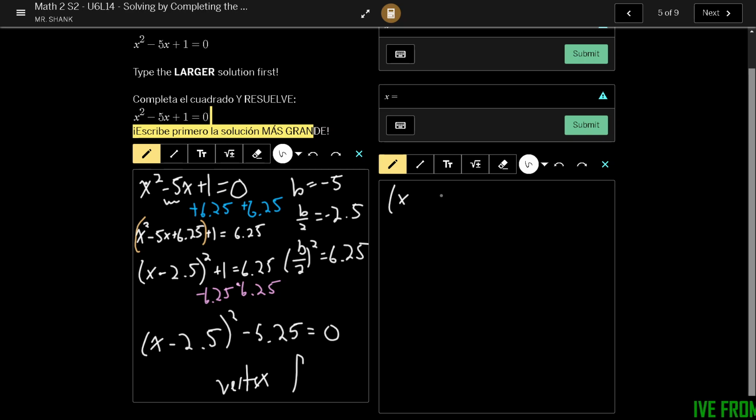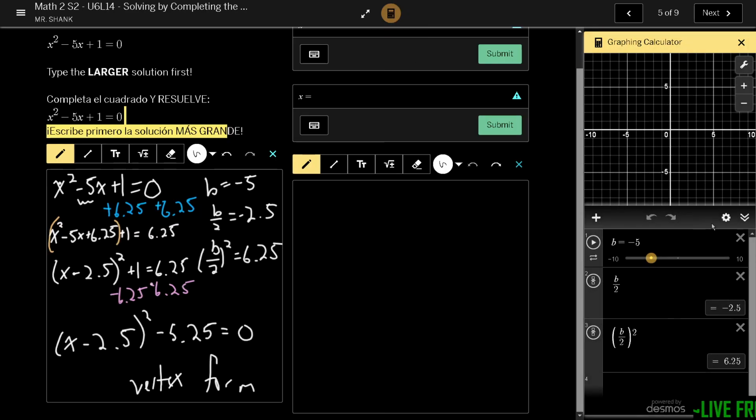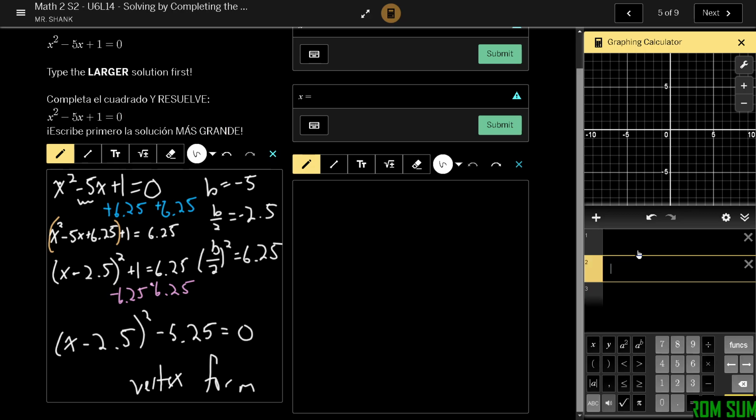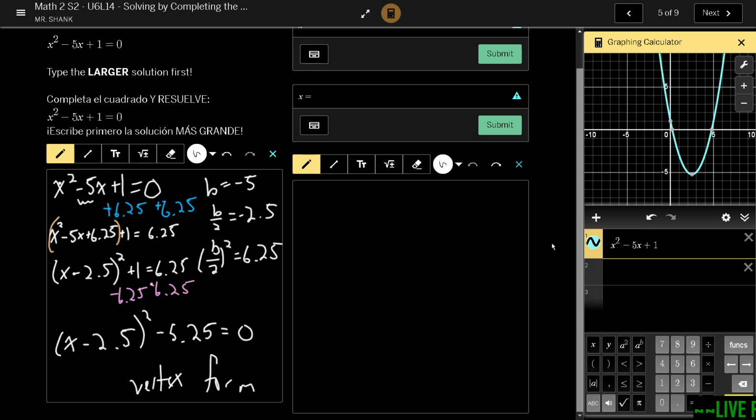Actually, let me slow down. Let me make sure that my, oh, it's also undoing still. Okay, let's undo here. Let me graph it out, because maybe I'm a little unsure of my answers here. I want to make sure I don't do too much work without checking it first. So I'm going to say x squared minus 5x plus 1. So I'm going to graph out my original equation, see if my vertex form is the same. So I'm going to say x minus 2.5 in parentheses squared minus 5.25.